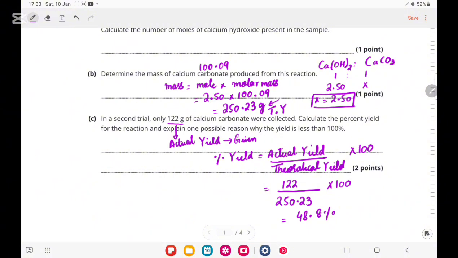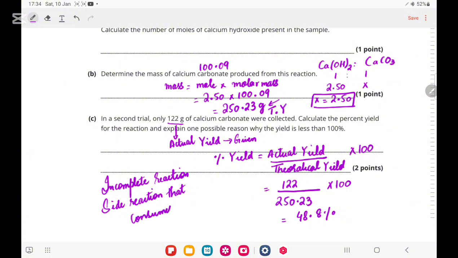So the possible reason could be that the reaction is an incomplete reaction, or maybe a side reaction consumes some of the reactant. Maybe there would be a side reaction that consumes some of the reactant.